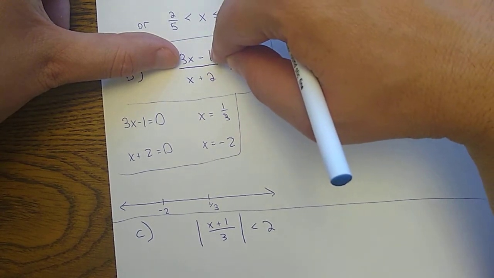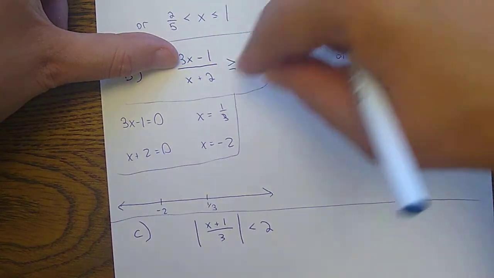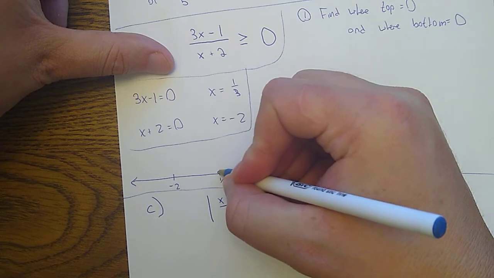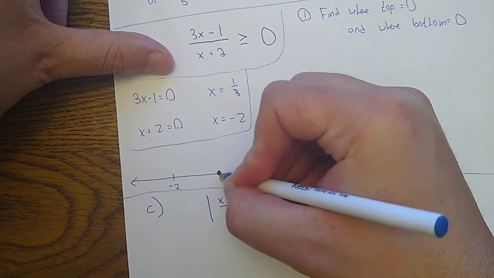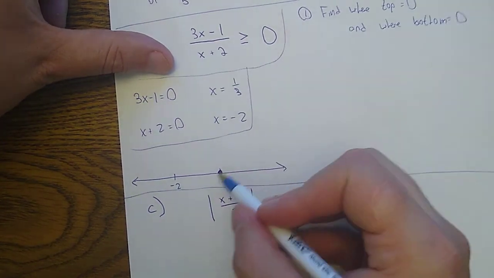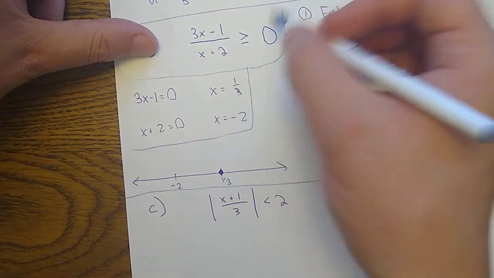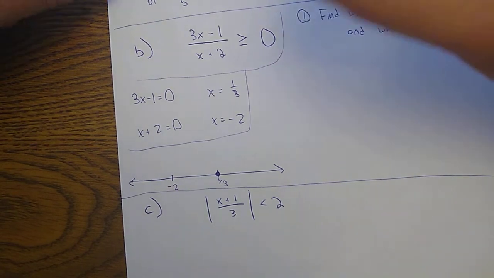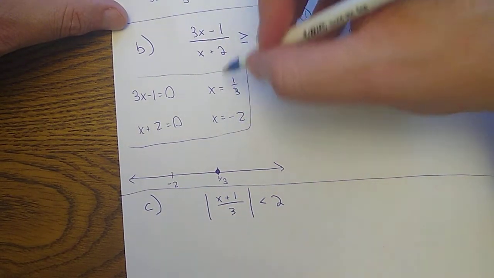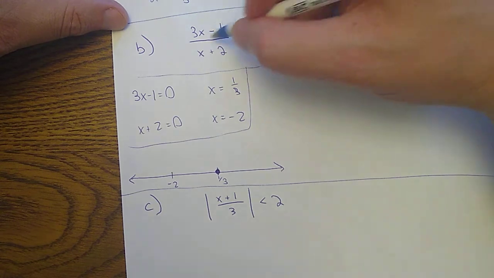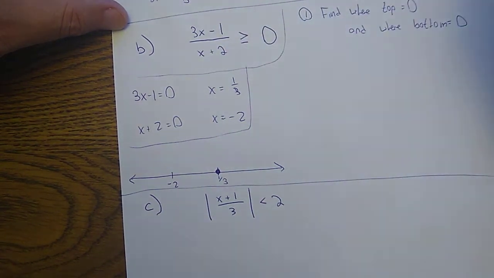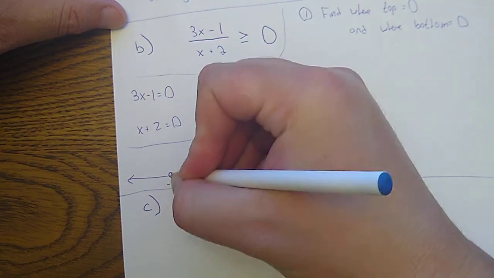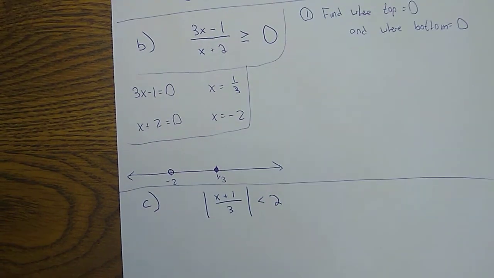So for this situation, I like it when the top is 0. The top is 0 when x is 1/3, so that should be included. I'm going to draw a closed dot on 1/3, because when x is exactly 1/3, this is true. This says 0 is greater than or equal to 0, which is true. When x is -2, however, we have something divided by 0, which is no good ever. So -2 should definitely not be included. I'm drawing an open dot around -2.